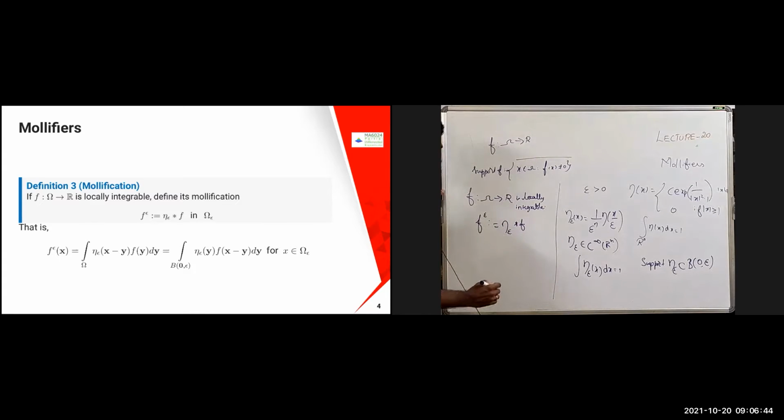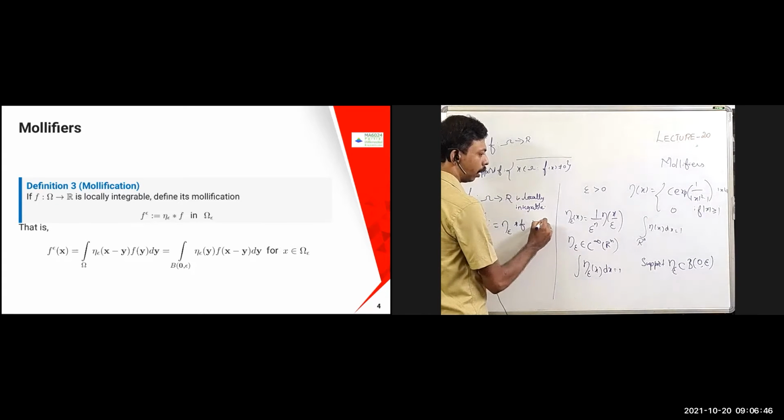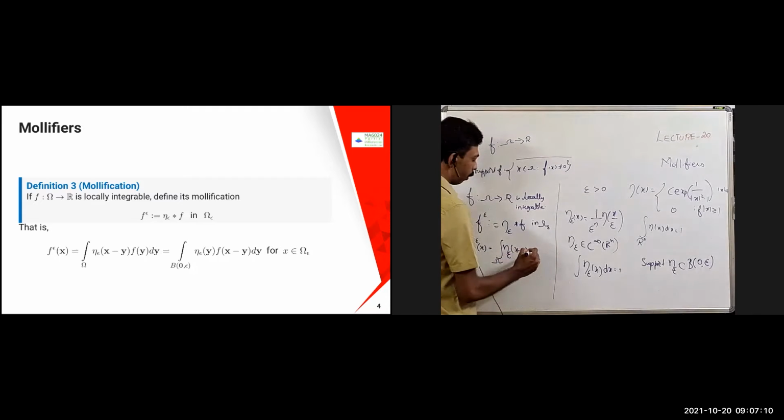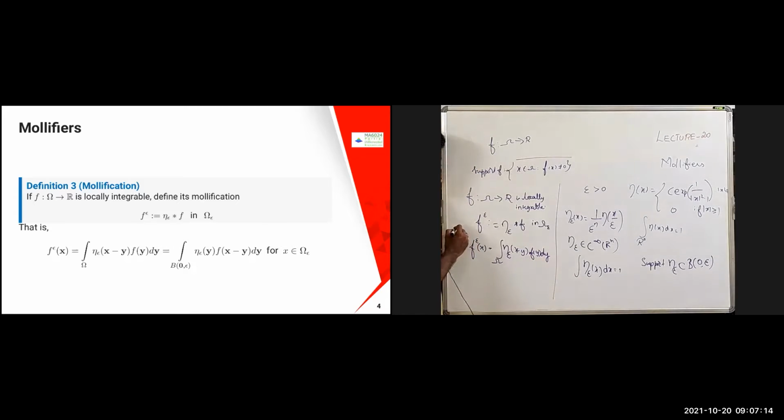Let me say what is convolution, in omega epsilon; some omega epsilon is going to come. Let me say what is this symbol star. This is called convolution, and it is defined as follows. (eta epsilon star f)(x) is going to be the integral over omega of eta epsilon of x minus y into f of y into dy. So this is usually called convolution.